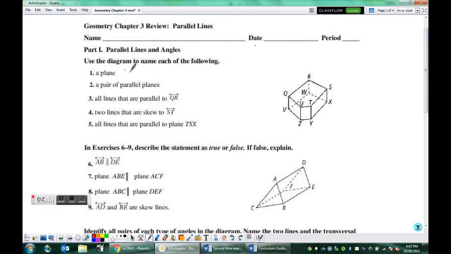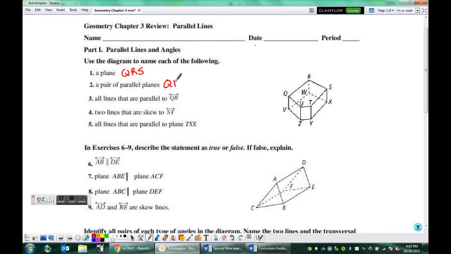For part 1, for 1 through 5, I've got to name a bunch of different stuff. Remember, when you're naming a plane, you only need 3 letters that are non-collinear. So I'm just going to name this top side, which is QRS. Could have also done QUT, UTS, QTS, anything like that to name the top side. Could have named the bottom side, or one of the back sides as well. But basically I was just naming this top part here.